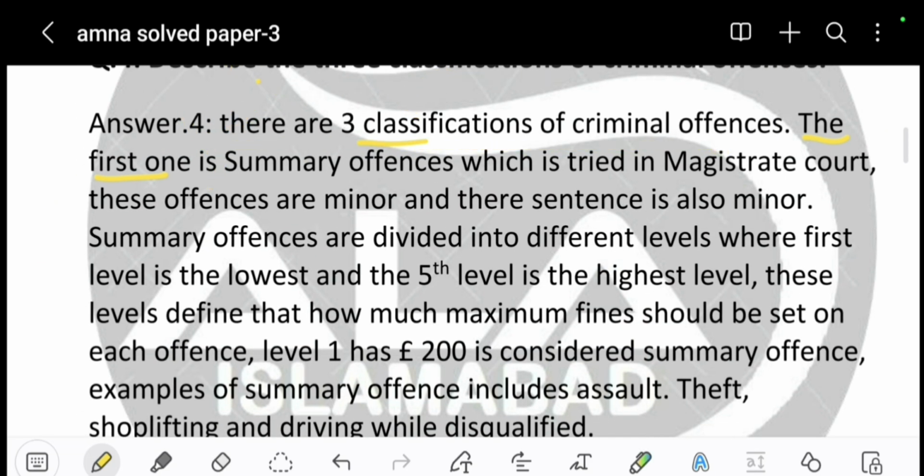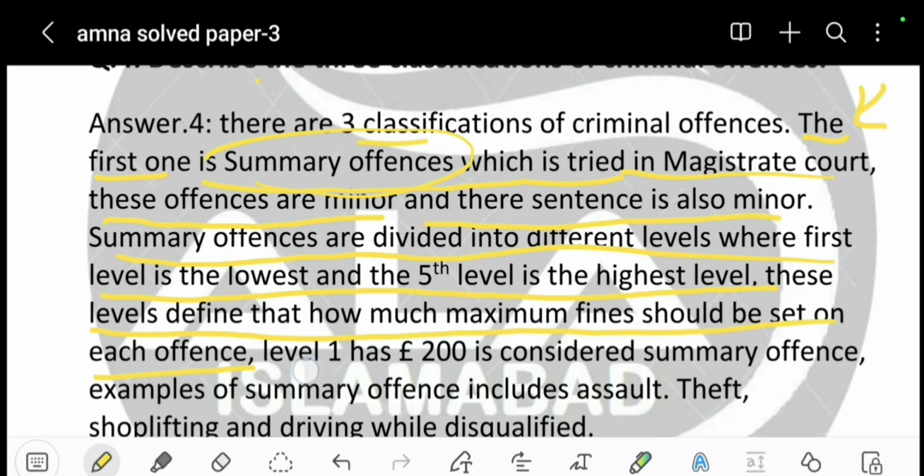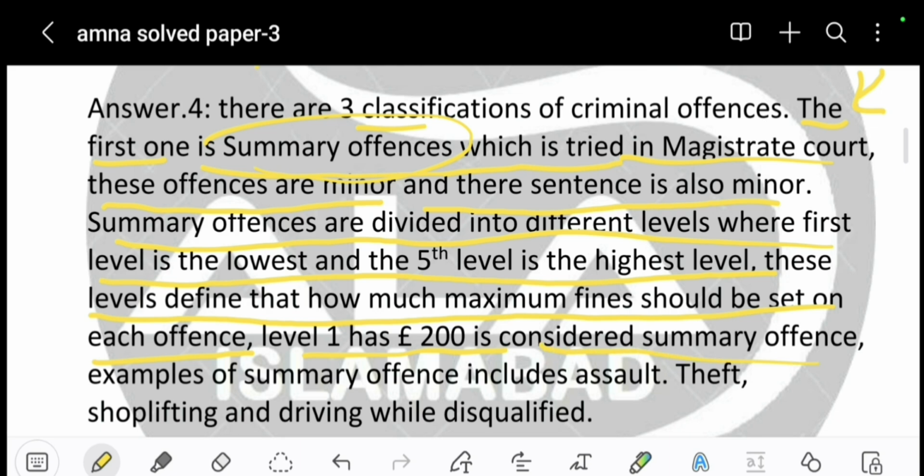So after writing in the first line that there are 3 classifications, I will write that the first one is the summary offense, which is tried in the magistrate court. I will write the name, the summary offense, which is the first one, and I will also mention that the summary offense is tried in the magistrate court. Then I will say that these offenses are minor and their sentences are also minor. Summary offenses are divided into different levels, where the first level is the lowest and the 5th level is the highest. These levels define how much maximum fine should be set on each offense. Level 1 has £200. Examples of summary offenses include assault, theft, shoplifting, and driving while disqualified.